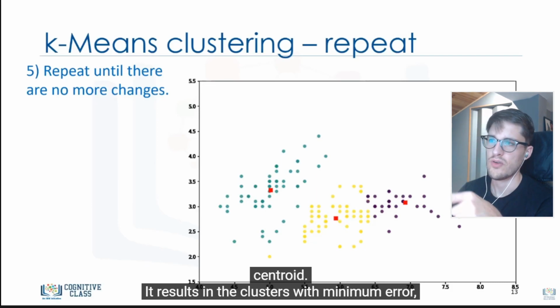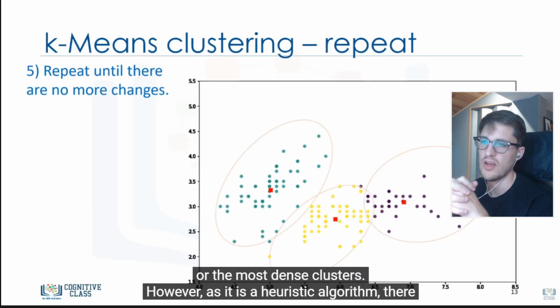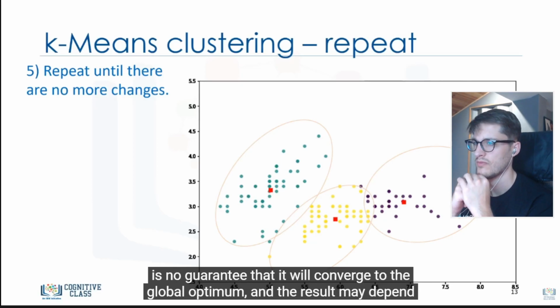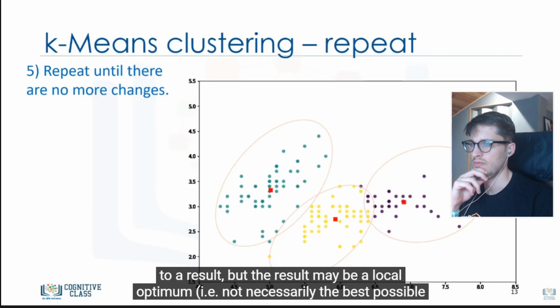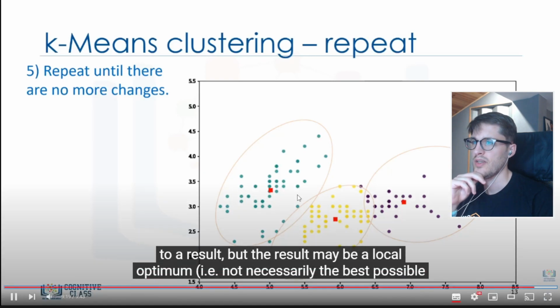It results in the clusters with minimum error or the most dense clusters. However, as it is a heuristic algorithm, there is no guarantee that it will converge to the global optimum, and the result may depend on the initial clusters. It means this algorithm is guaranteed to converge to a result, but the result may be a local optimum, i.e., not necessarily the best possible outcome.